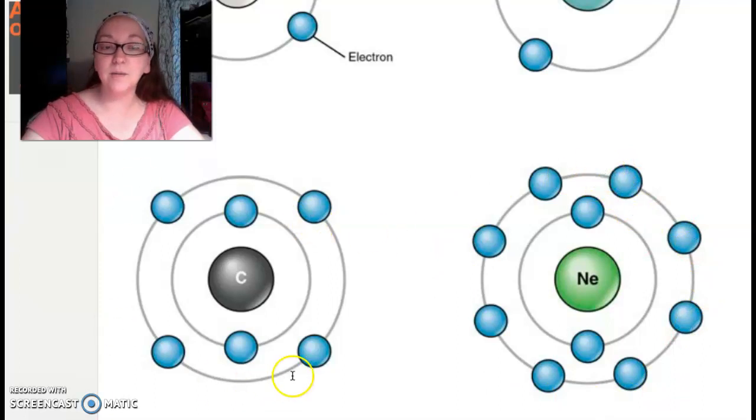This outer ring, no matter how many rings it has, the outer ring is always called the valence electrons. Those are the outermost ones. Those are the only ones that can react in reactions to make bonds, are the outside ones. The inside ones are stuck. You don't react with those.